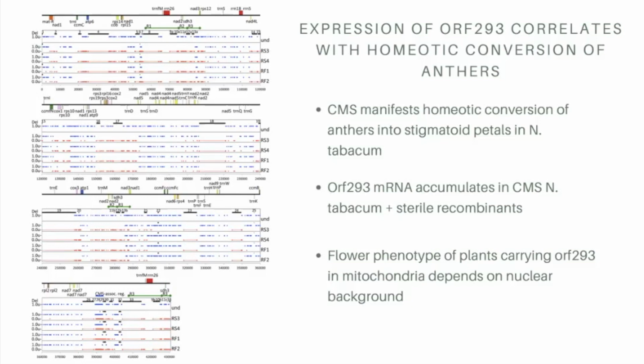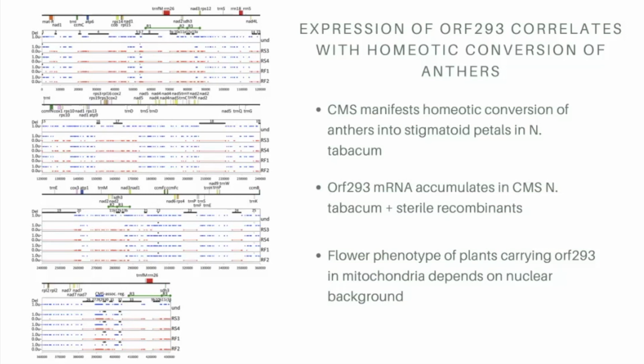ORF293 mRNA accumulates in CMS N. tabacum and sterile recombinants. A 3.5-kb region correlates with male sterility. 2 recombinants with sterile flowers carried the N. undulata sequence as well as the N. sylvestris sequence, and fertile recombinants had a region of N. sylvestris, which was the CMS associated region from figure 3.